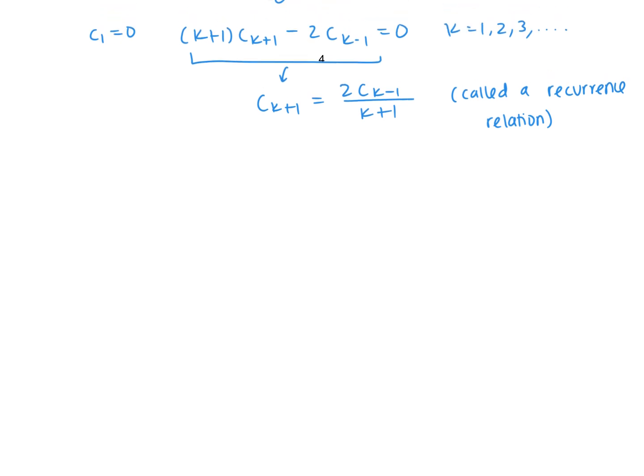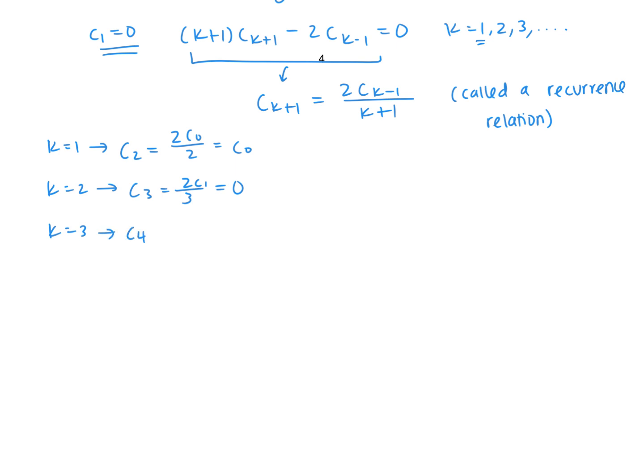So what we're going to do is find some of those terms. Because we're starting with k equals 1, I'm going to substitute in k equals 1. That gives me c2 is equal to 2c0 over 2, which is just c0. If I substitute in k equals 2, this gives me c3 is equal to 2c1 over 3. Well, c1 from above we know is 0, so this just gives me 0. If I substitute in k equals 3, I get c4 is equal to 2c2 over 4.